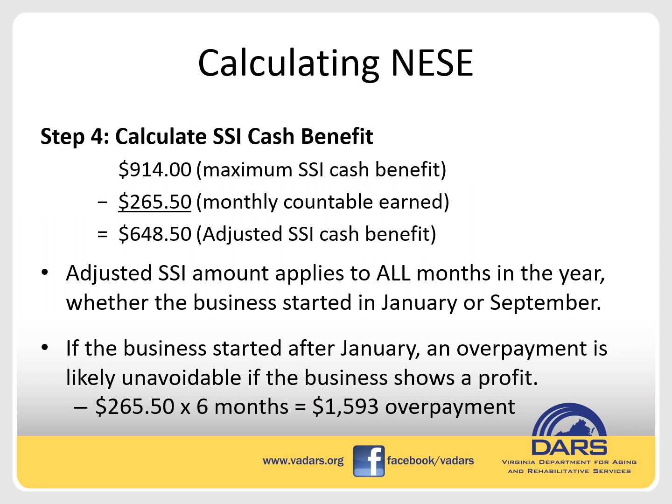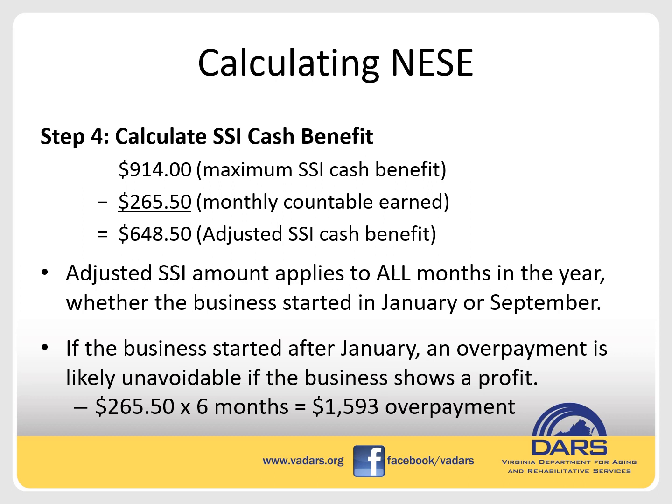So what that means is, with projected earnings of $8,000 a year after all deductions, she's going to be entitled to a monthly SSI check of $648.50 per month, okay? That calculation seems pretty straightforward, right? Pretty easy. It's very similar to how Social Security looks at it for employees.